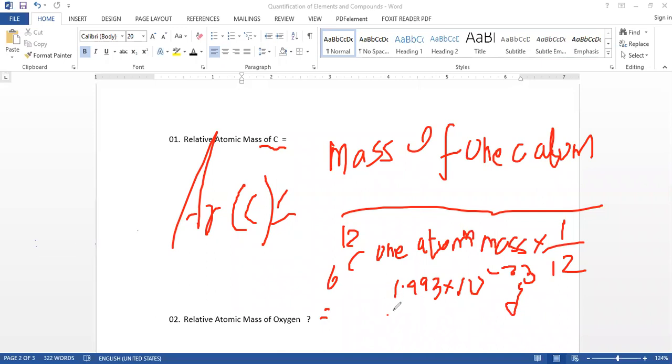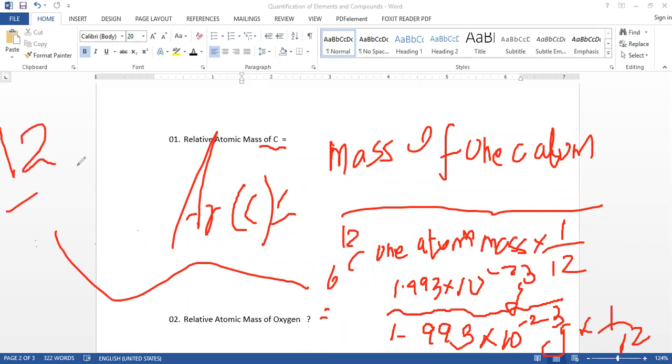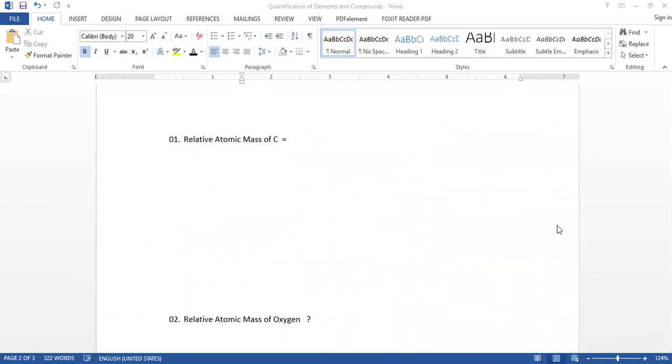1.993 into 10 to the power minus 23 gram into 1 over 12. What would be the answer? 12. Easy, 12. Now, there are only 4 minutes to finish this one.